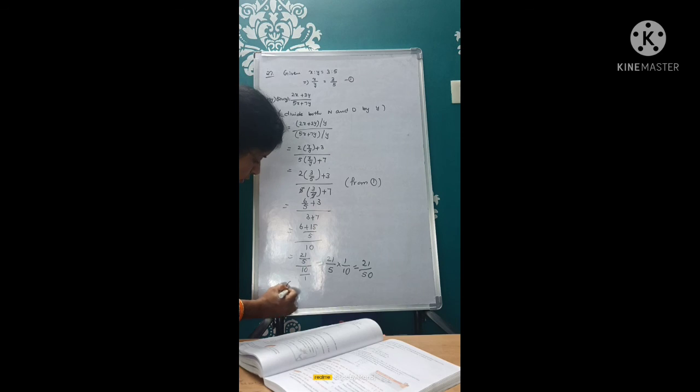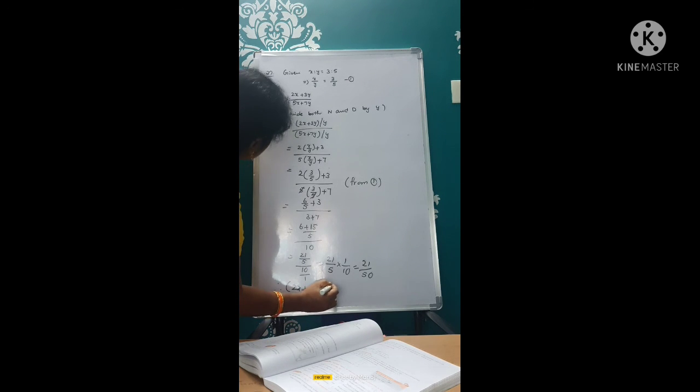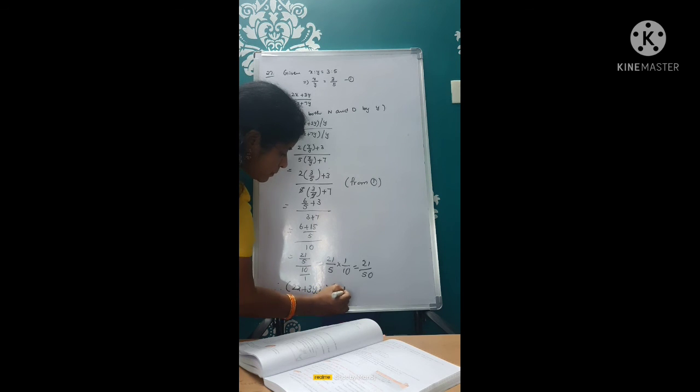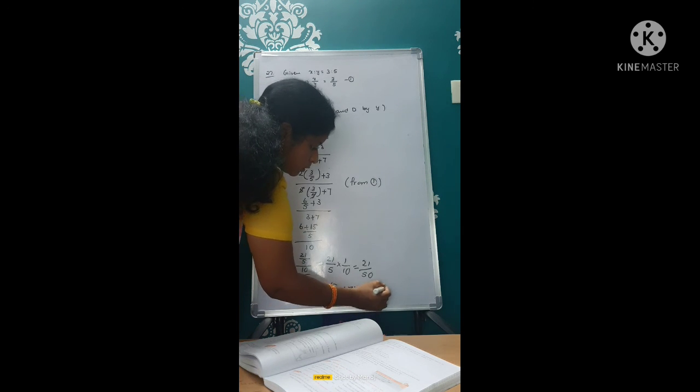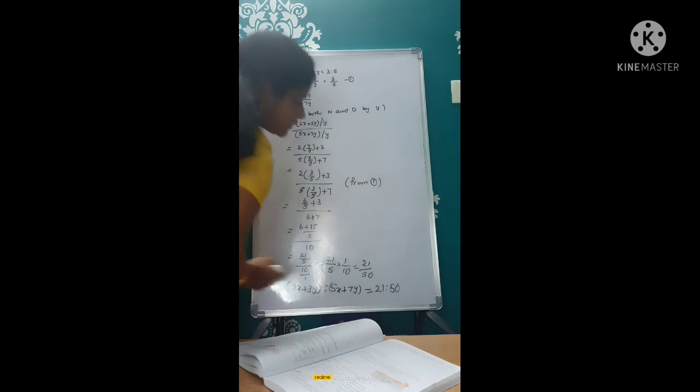Therefore, 2x plus 3y is to 5x plus 7y equals 21 is to 50.